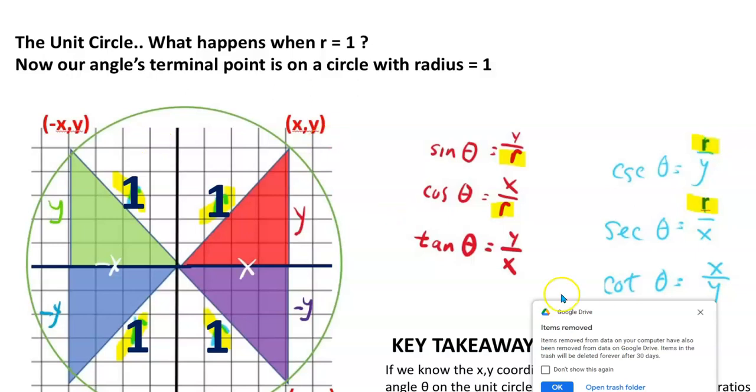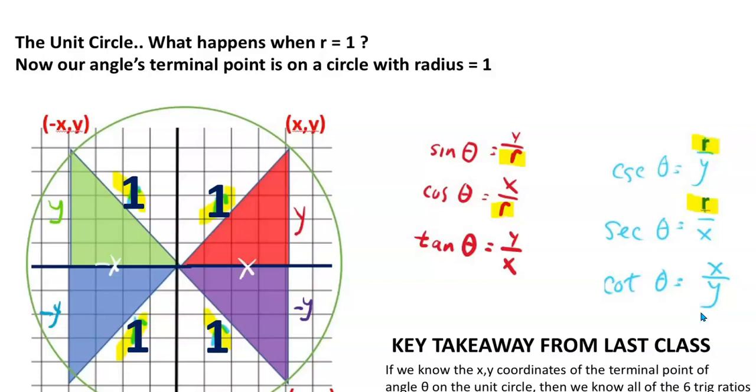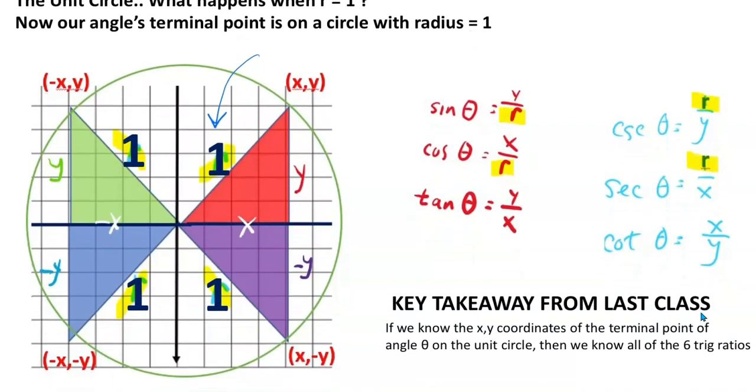Okay, in this video, we're going to pick up where we left off last class. So the unit circle means that the radius of the circle is 1. So remember where we had R right here, we now have the number 1. This has an impact on all 6, well, I should say 4, of our trig functions. So wherever I had the R, I'm now going to replace it with a 1.